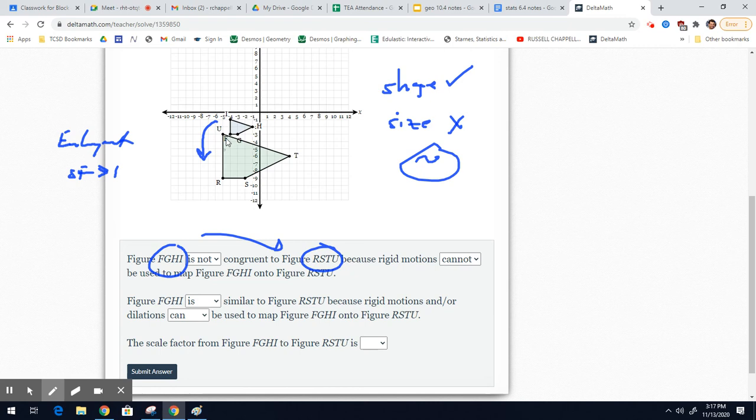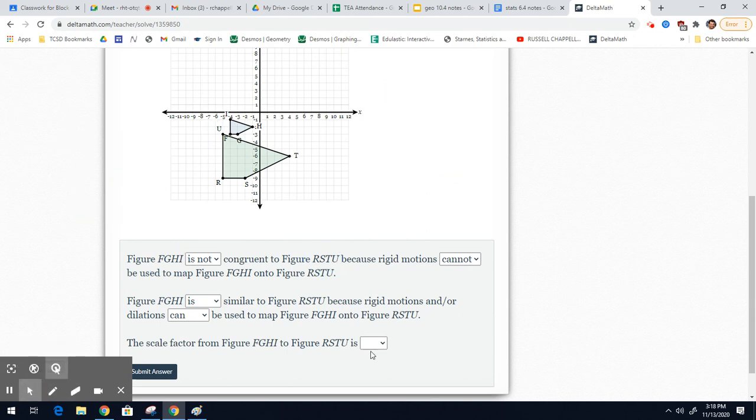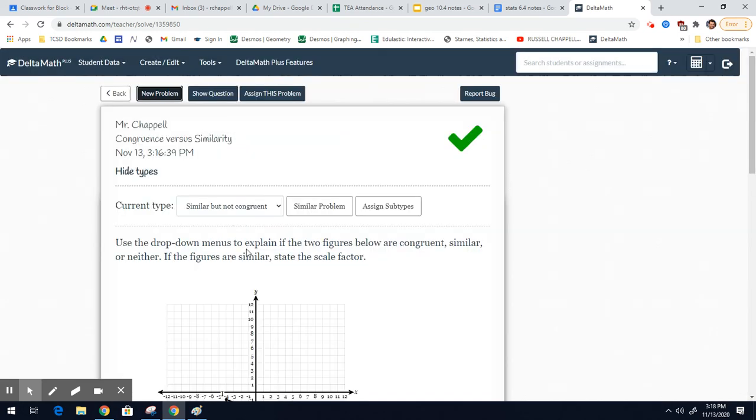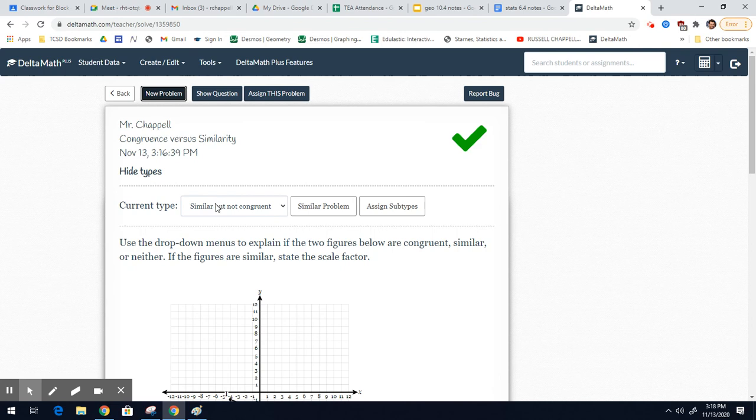So I'm going to look at these two pair of vertical sides. So I to F is 2. F to R is 1, 2, 3, 4, 5, 6. So I'll take the larger divided by the smaller, and there's my scale factor of 3. That green one is 3 times as big as the small ones. 3. Submit my answer. Nice. All right, let's do one more of these, and that'll be the last problem in this group.